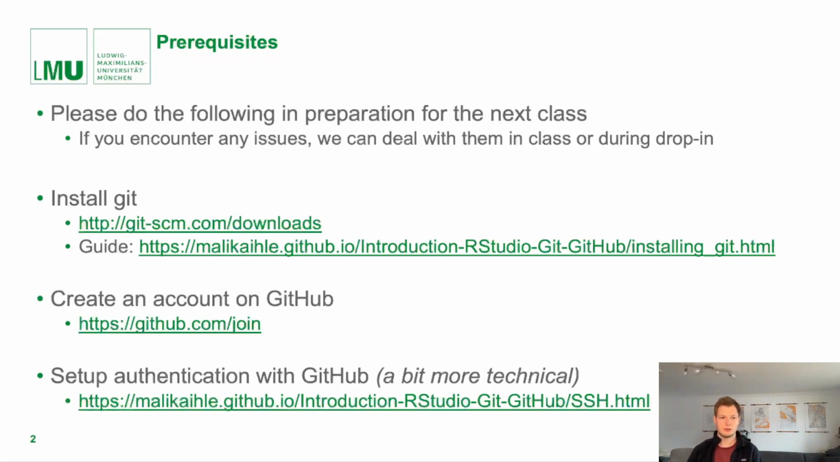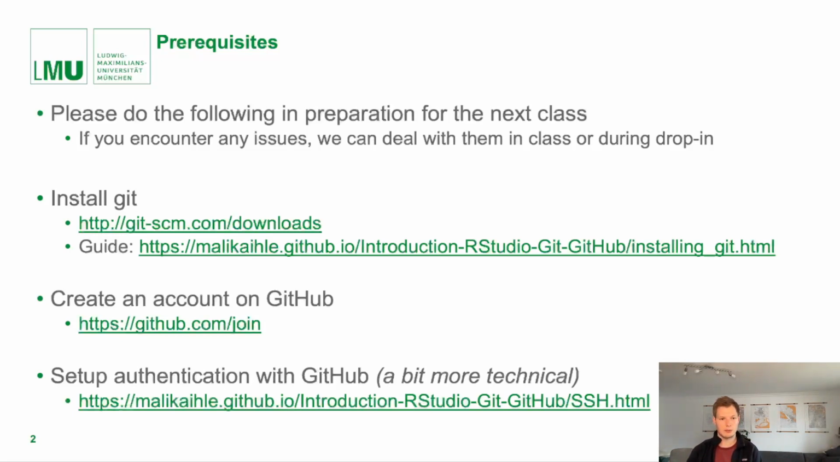So I'd first ask you to please install Git on your machines, and you can just do this by going to the Git website and downloading it from there. Then second, to please create an account on GitHub. We'll cover what GitHub is in a bit more detail later on, but first just register, or if you already have an account, you're fine. And then last, you will have to authenticate with GitHub to interact with it through Git.